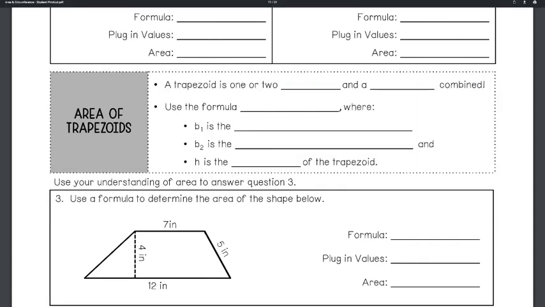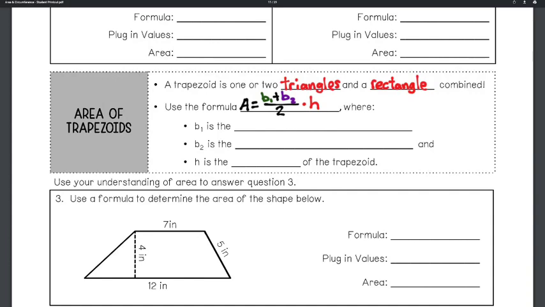Right, so with this one, we have the area of a trapezoid. To find the area of a trapezoid, we could break it into several composite figures and find the answer, but there is actually a formula that will help us. A trapezoid is one or two triangles and a rectangle combined, and we use the formula area equals base 1 plus base 2, divided by 2, times height.